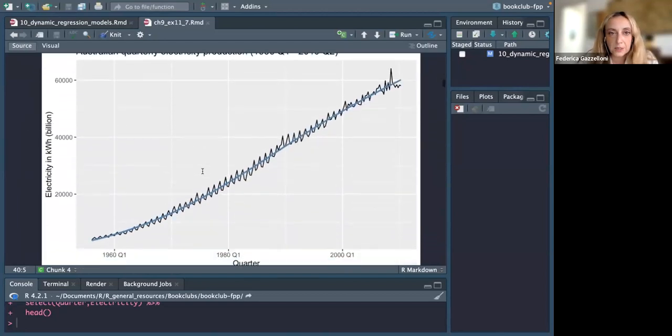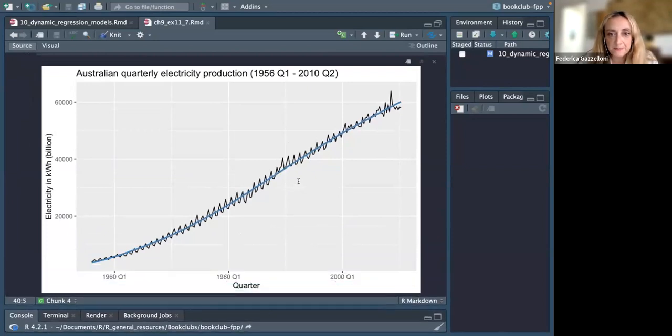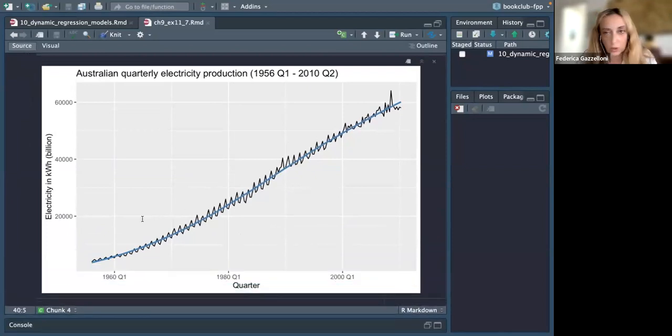So this is the time series. As we talked a lot about in the previous weeks, this is clearly not stationary. We can see that it's steadily growing with time, and there is some seasonality.